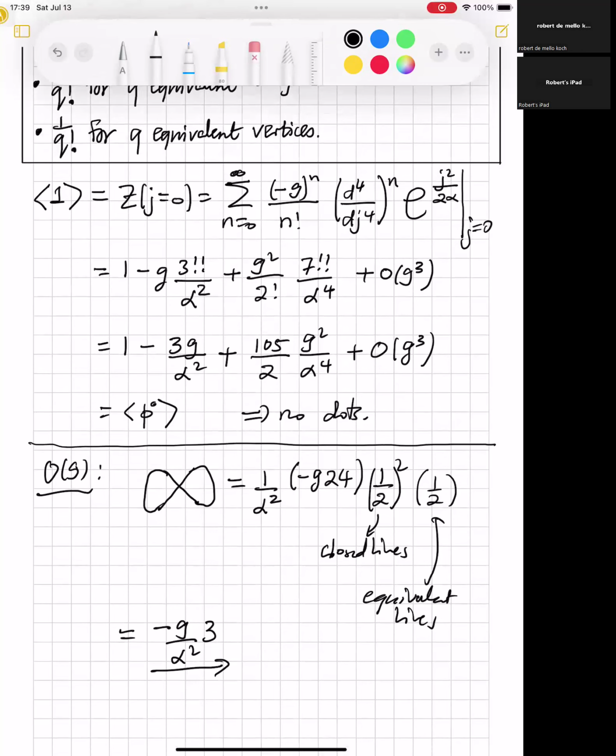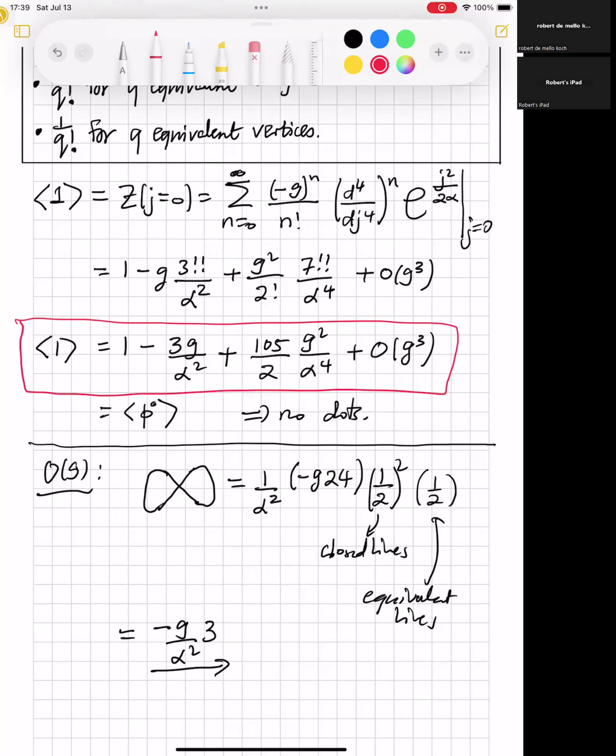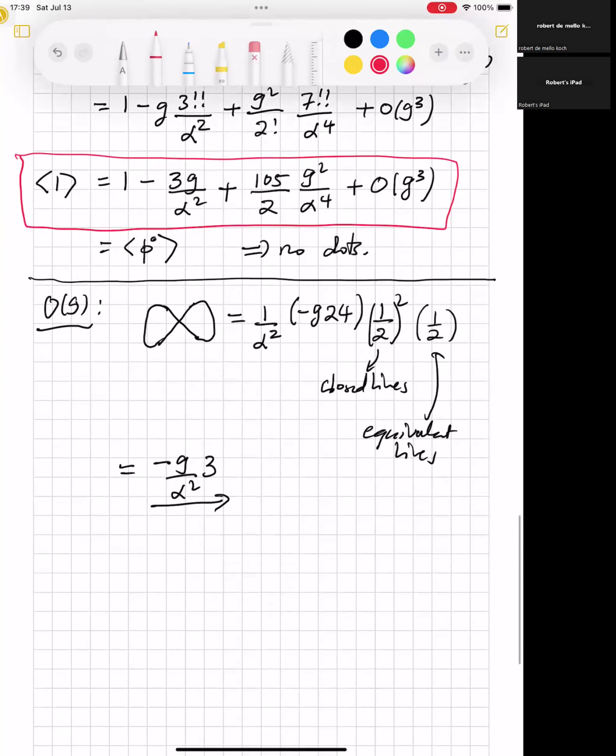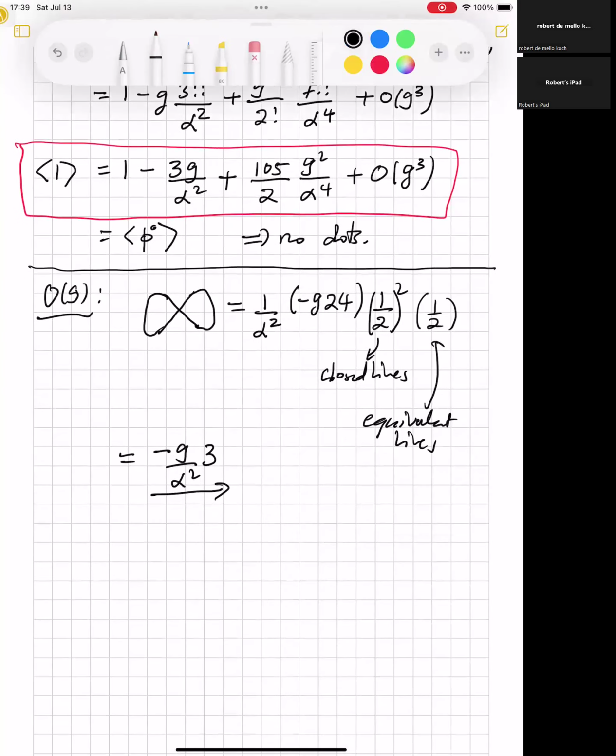So let's maybe just make it clear. What is the result that we're trying to reproduce? It is this red box. And indeed, we've reproduced the order g term. Okay, good. So now let's look at order g squared.